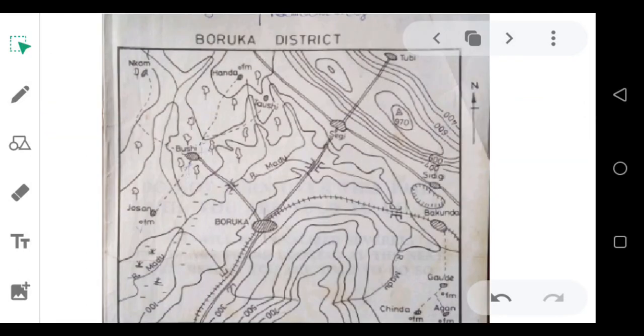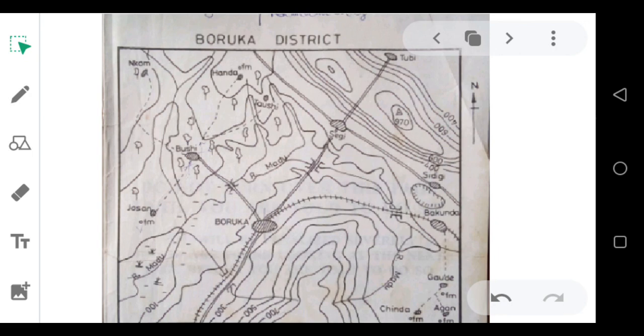Now, when you look at this map, you should be able to know the relationships existing between the features. What is the relationship between the relief and communication? What is the relationship between settlement and human activities? You see, and all that.